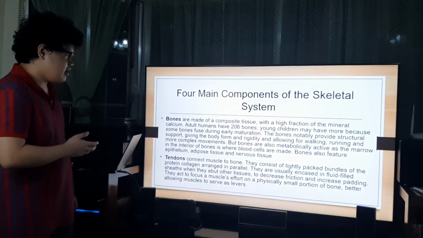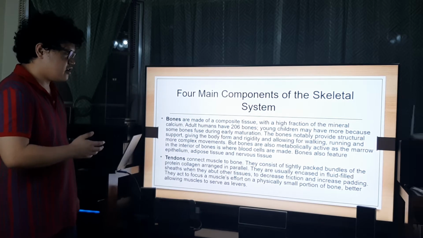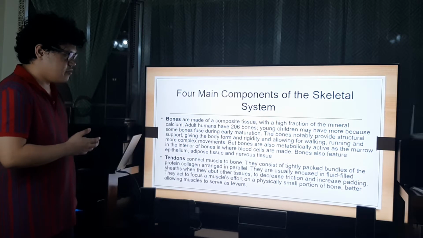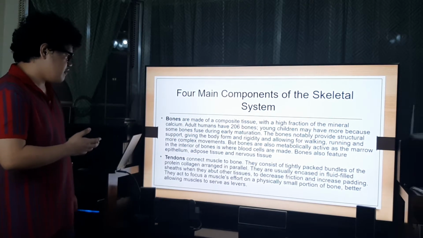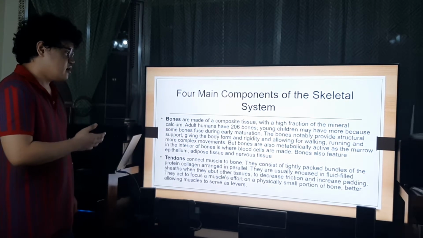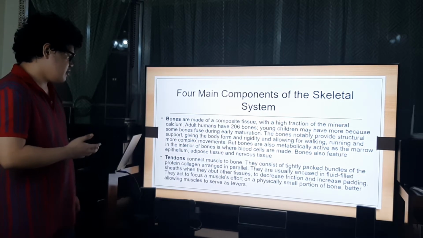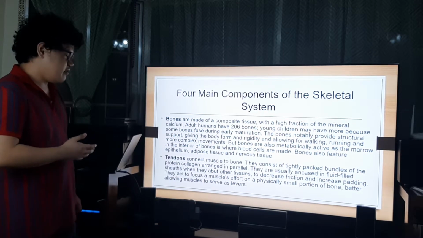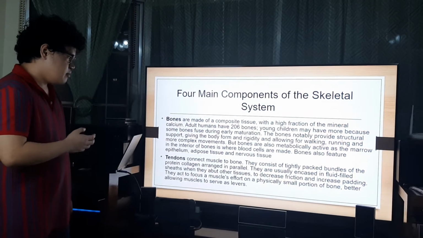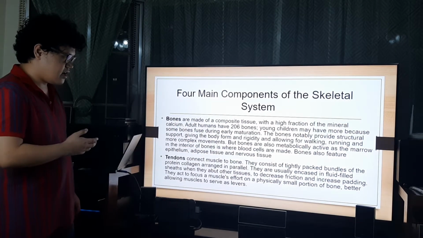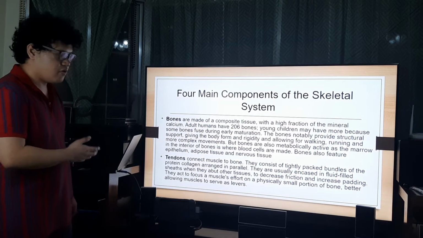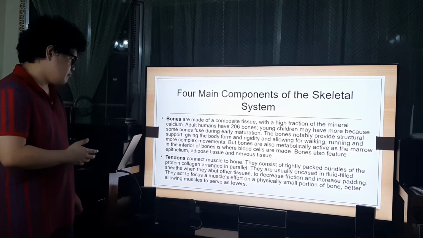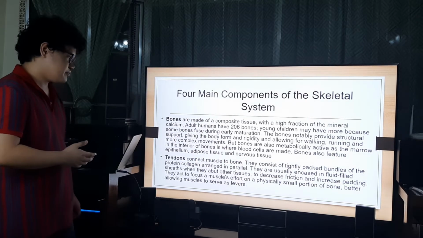Bones are made of a composite tissue with a high fraction of the mineral calcium. Adult humans have 206 bones. Young children may have more bones because some bones fuse during early maturation. The bones notably provide structural support, giving the body form and rigidity, and allowing for walking, running, and more complex movements. But bones are also metabolically active, as the marrow in the interior of bones is where blood cells are made. Bones also feature epithelium, adipose tissue, and nervous tissue.